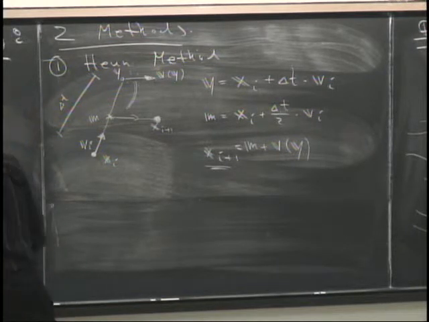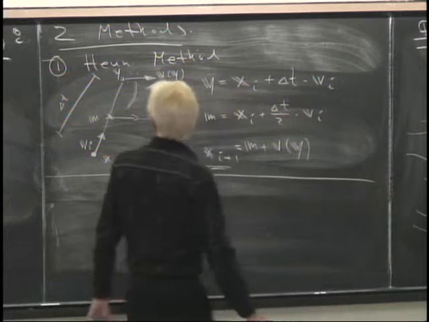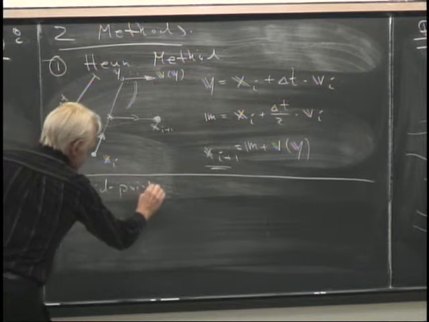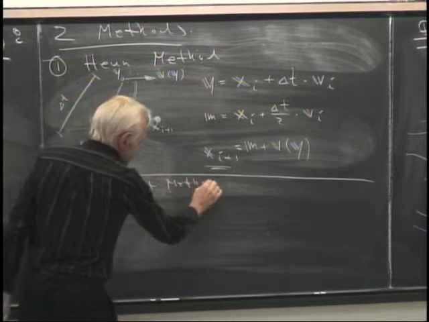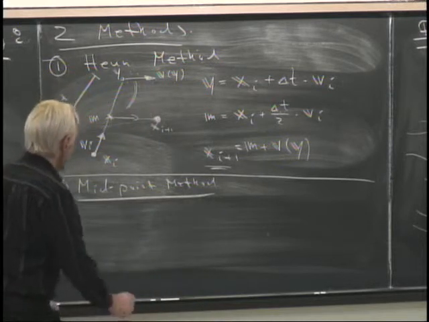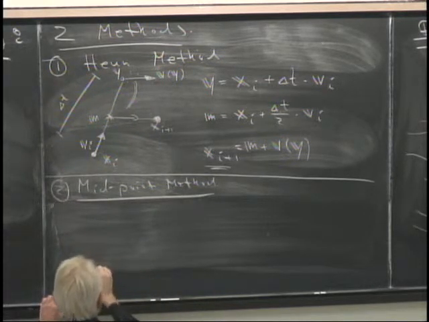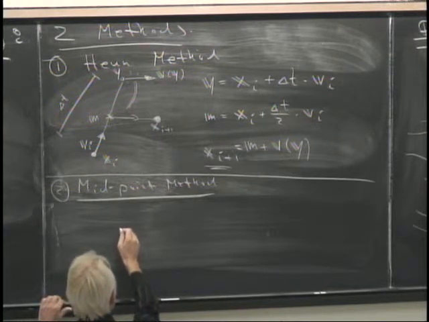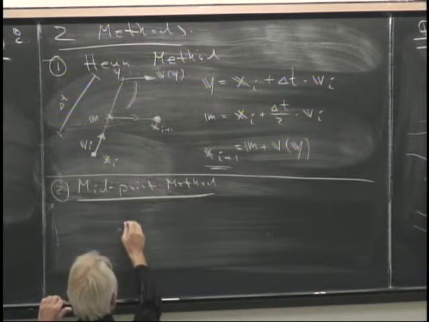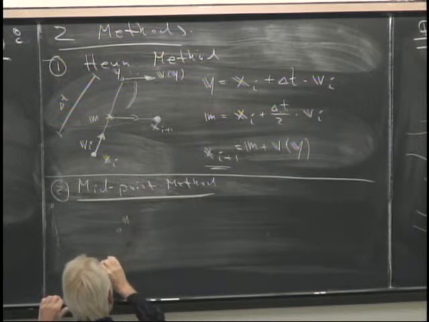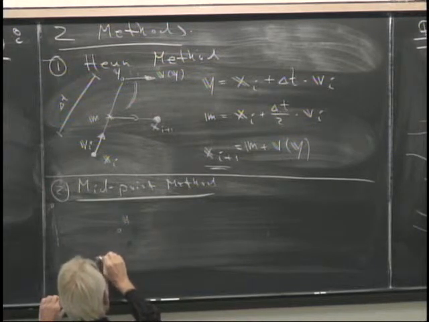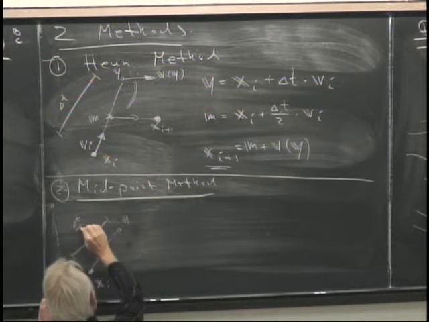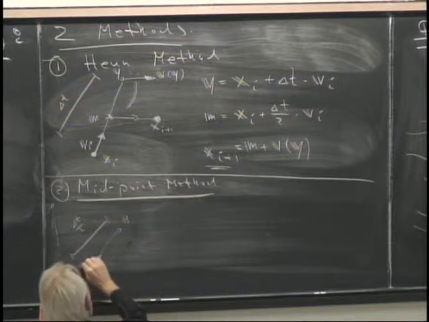The other method that you should know is called the midpoint method. How does the midpoint method work? You have your previous point, xi. The midpoint would be this point. I call this midpoint point y, the helper point. Going in this direction corresponds to half the time step, delta t over 2. This is my velocity at xi.